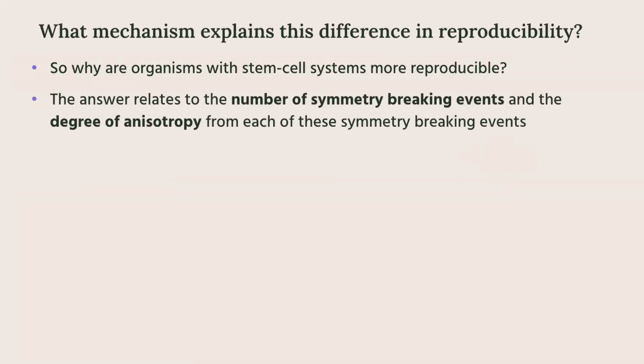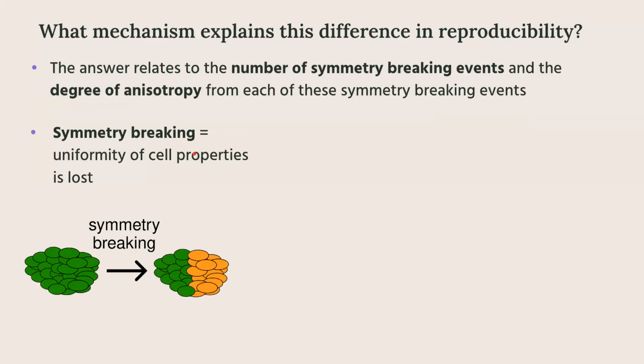So the next thing I asked was, what is the mechanism explaining this difference in reproducibility? So why are stem cell systems more reproducible? And the answer I'm going to explain to you relates to two things. The first is the number of symmetry breaking events that occurs during development. And the second is the degree of anisotropy that arises from each of these symmetry breaking events.